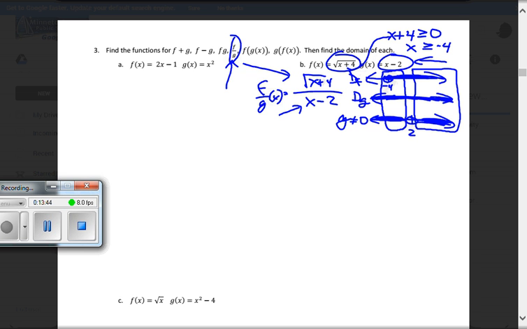Sure. I'm going to do it on that same problem. How about if I do it on a different problem? Do you want me to do A? Is A okay? All right. So that's the f of g, like this one. I'll do this kind over here.